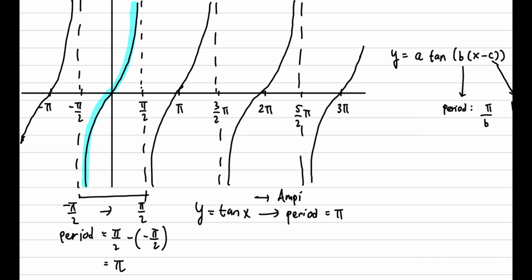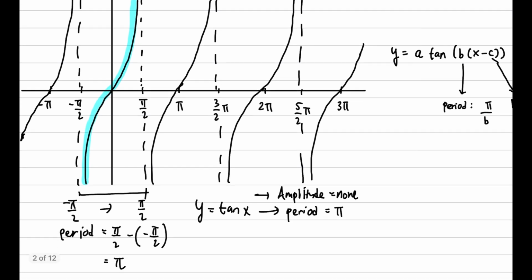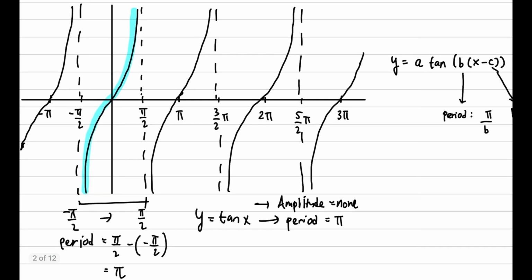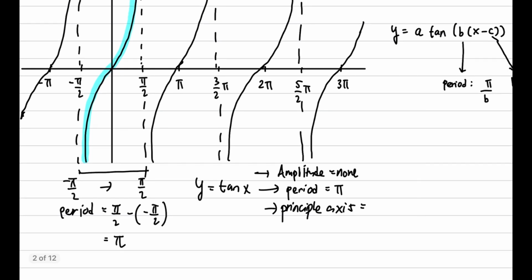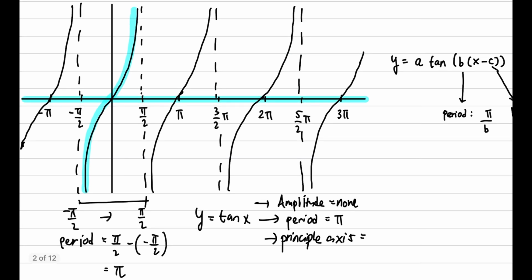The amplitude is none. As you can see, the graph does not have a peak, does not have the lowest value. So no amplitude for tangent x. And the principal axis for y equals tangent x, the same thing. It's just the line that divides the graph into two, this curve and this curve. So the principal axis, same thing. It's y equals 0 for this case.